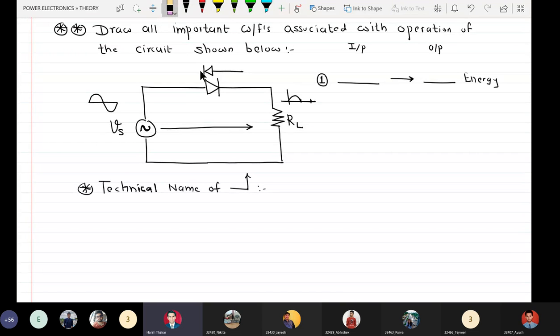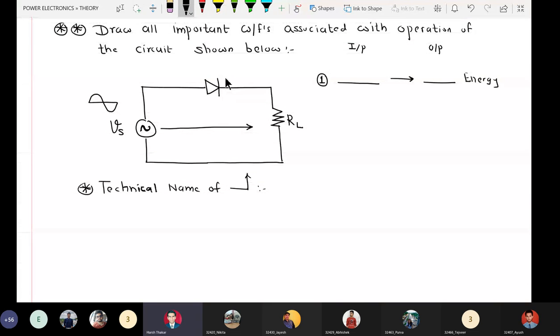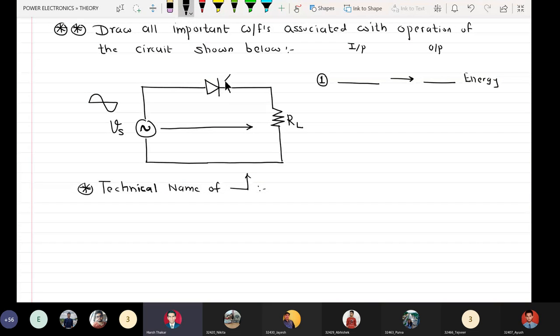Okay. So now what I'm doing is that I'm connecting an SCR instead of a diode. So now tell me, this will lead to a rectifier. So now this is a rectifier or a converter? Now this circuit is a rectifier or a converter?